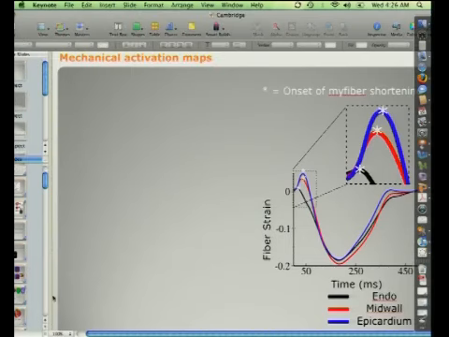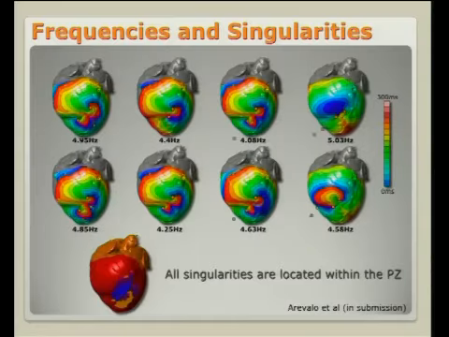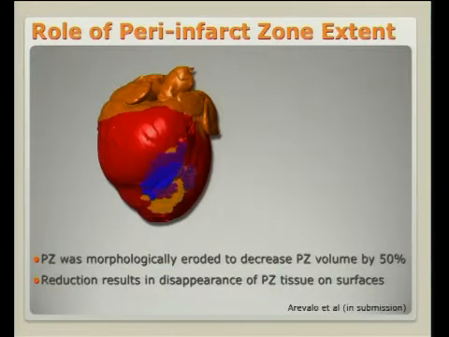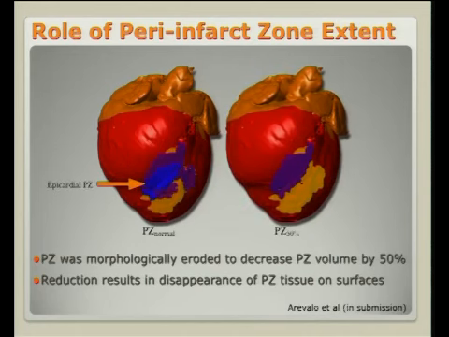And again, if we co-localize the phase singularities with the peri-infarct zone, you can see that they are all located on the surface within the region of the peri-infarct zone, which was very important to us because that has very significant implications for ablation.